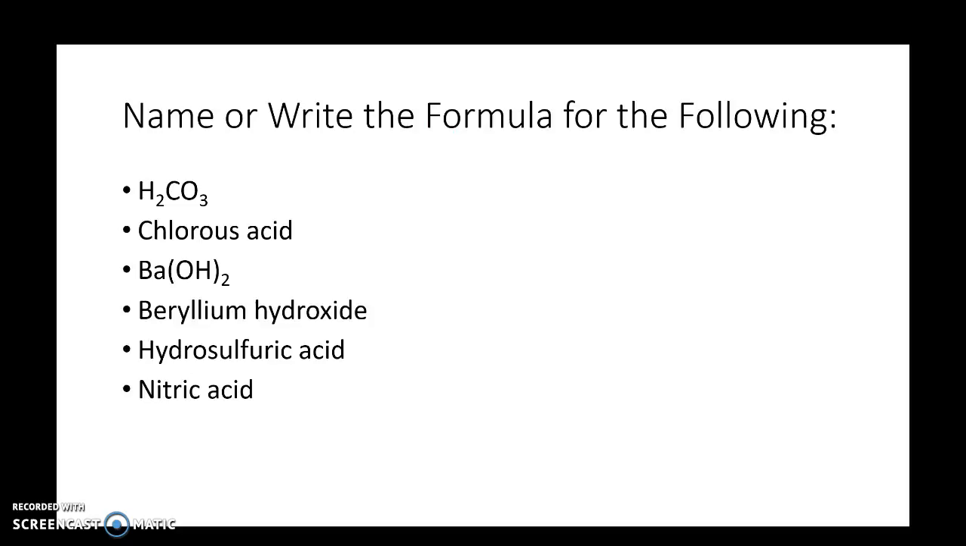Okay, so, more examples. I want you to name. So a name would be something like these here. So if you get the formula, I want you to name it. If they give you the name, I want you to write the formula for these examples. So pause the video, try it. When you hit play, you can check your answers.